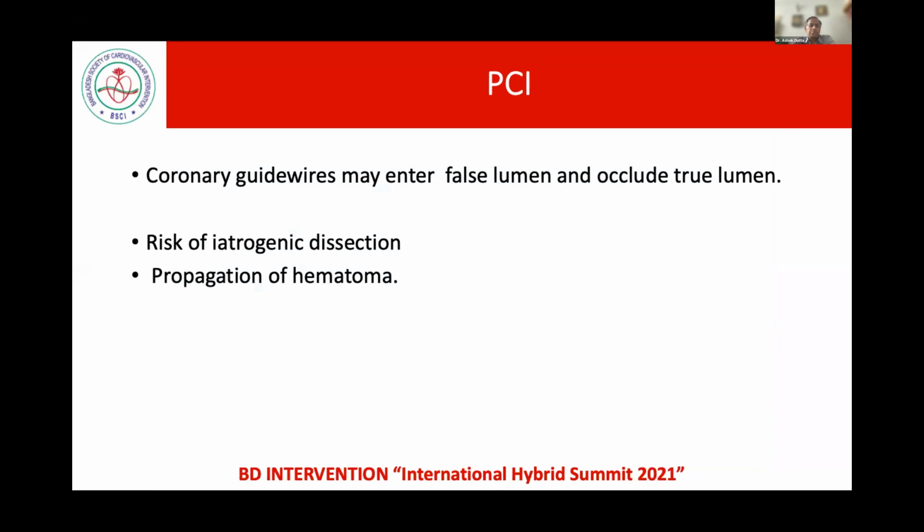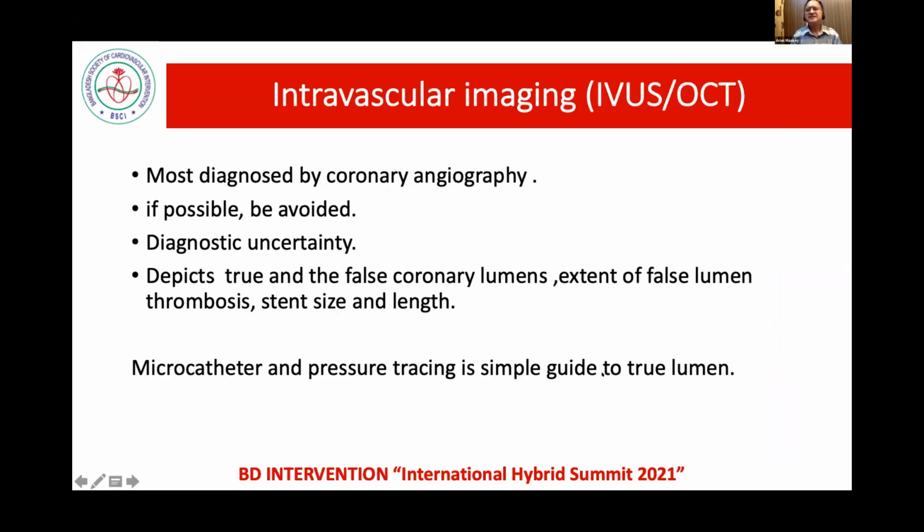And as I've already mentioned earlier, if it goes into the false lumen, then there's an iatrogenic dissection and propagation of hematoma. If it goes proximally, then the risk of left main dissection is there. So you'll have to judge according to the patient. And the other issue is that IVUS and OCT are hard.